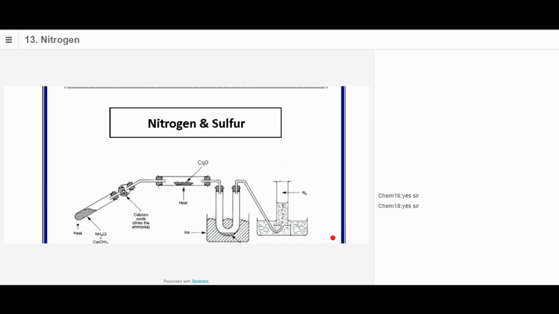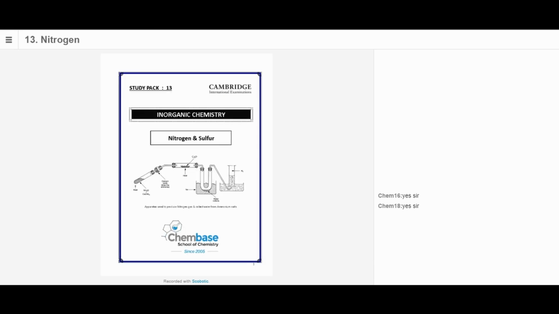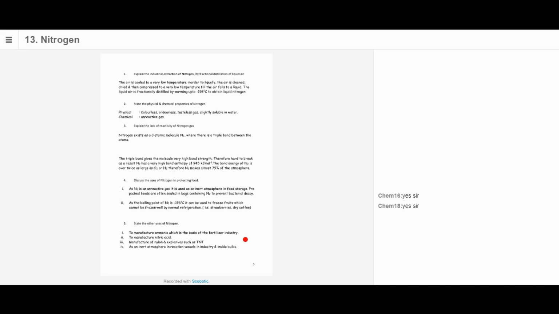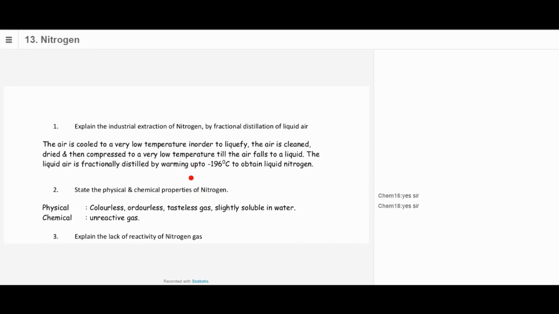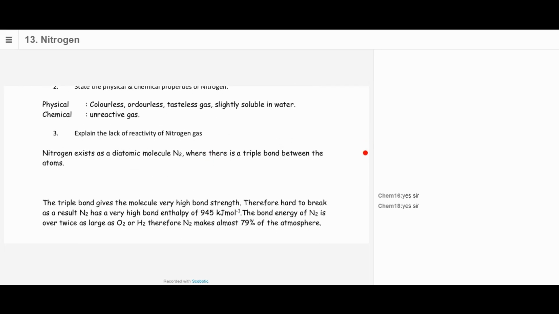I hope all of you have got the hard copy of this study pack. To begin with, the study of nitrogen. As we know, about 78% to 79% of air is nitrogen. Now, if you analyze why such a high percentage of air is nitrogen, it is the lack of reactivity of nitrogen.